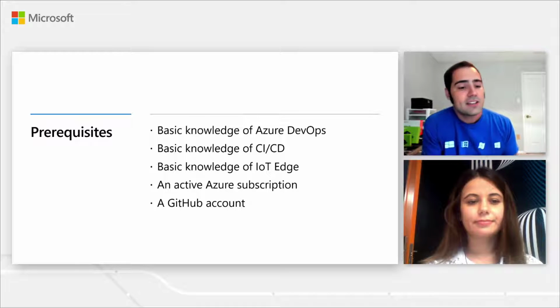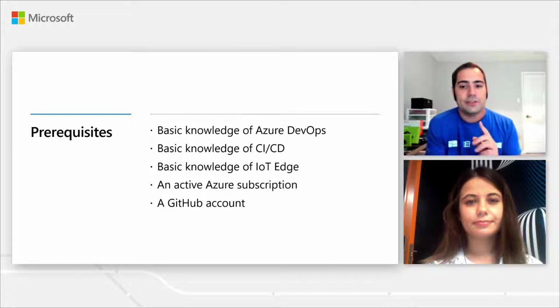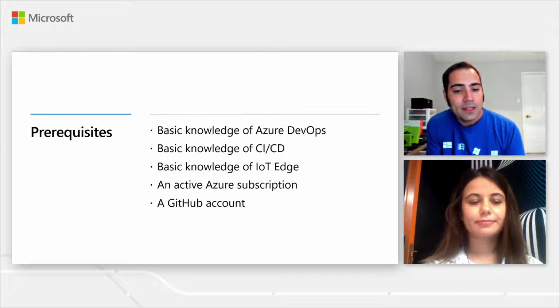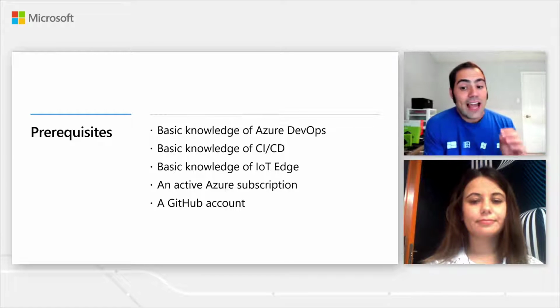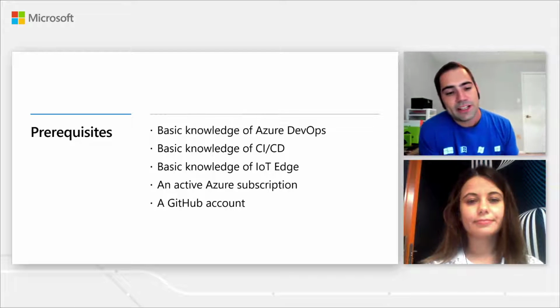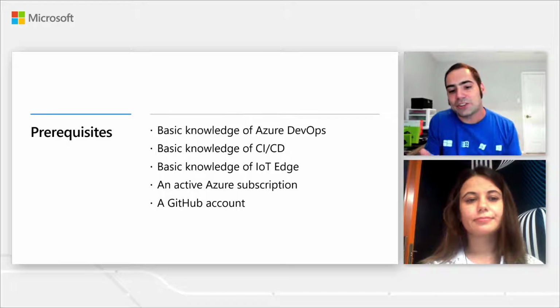Now, as far as the services that we'll be employing, it would be nice if you have a basic knowledge of Azure DevOps, but don't worry, if you don't, Aisha and I will teach you everything that you need to know to get started. In addition, basic knowledge of CI/CD or continuous integration/continuous deployment. Basic knowledge of our Azure IoT Edge runtime service, which we will also explain before getting started. And of course, in order to follow along, you will need an active Azure subscription.